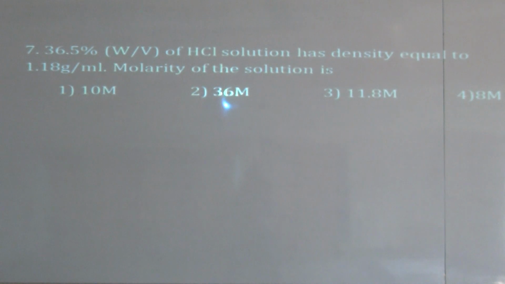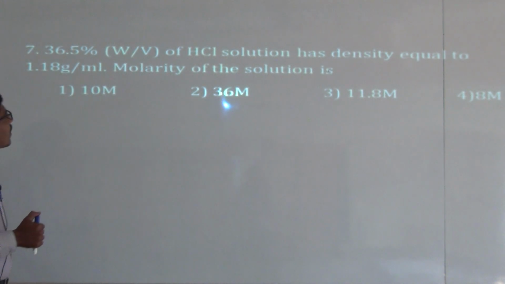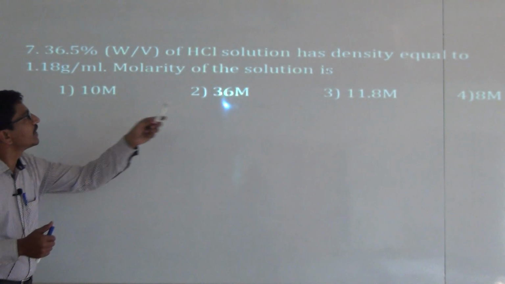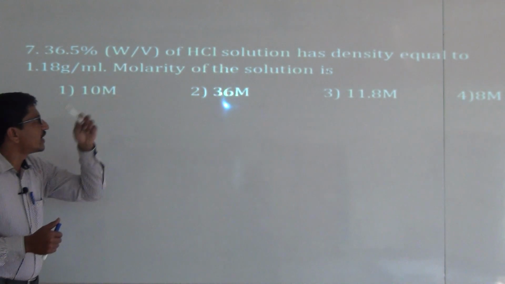In the book they gave the specific gravity of the HCl solution as 1.18 gram per ml and its density as 36.5 gram per cm cube. That statement is wrong, and the correct statement for the seventh question is: 36.5 percent weight by volume of HCl solution has density equal to 1.18 gram per ml. Then the molarity of the solution.